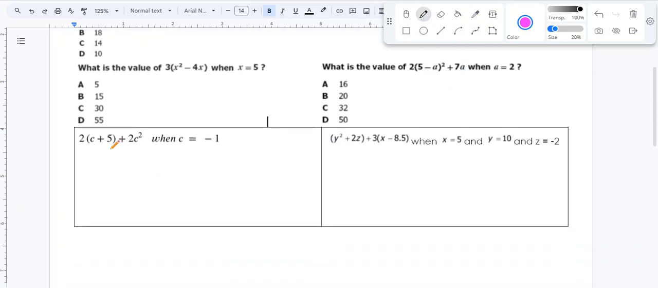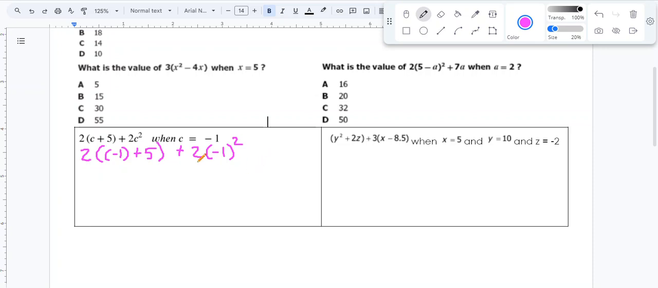All right, I see I got 2 parentheses c plus 5 plus 2c squared. So let me rewrite my problem. And then whenever I see c, it says c equals -1. So I'm going to plug in -1 in for c, and then plus 5, and then plus 2, and then I see another c there. So I get -1 in my parentheses, and then squared.